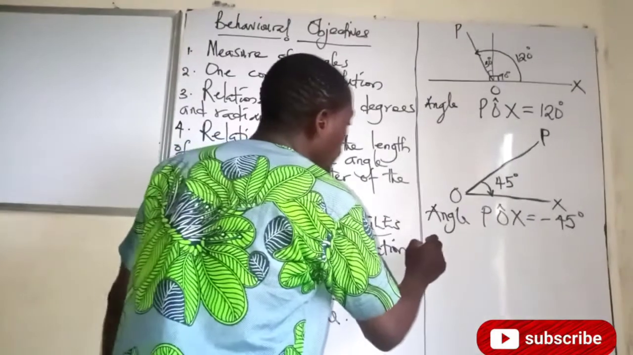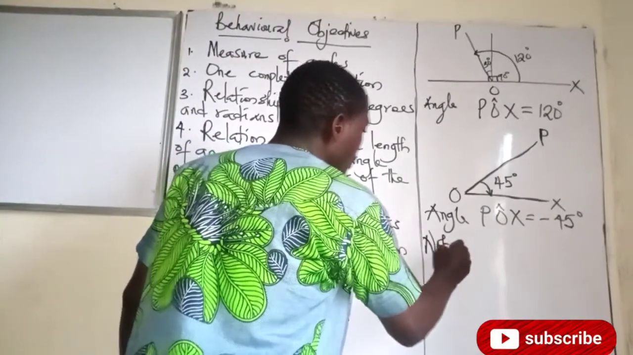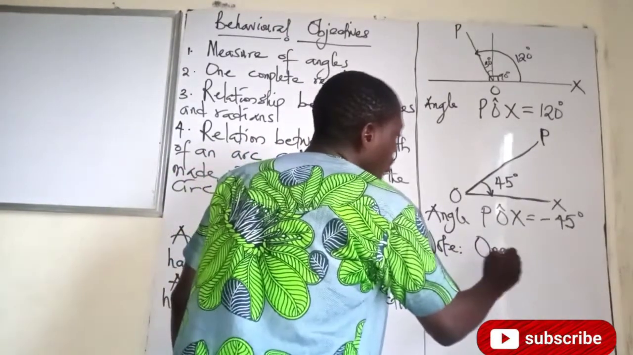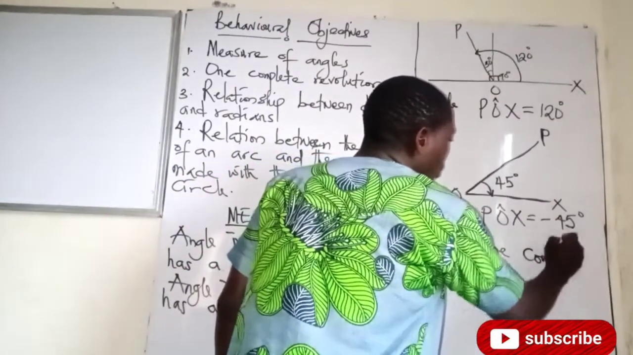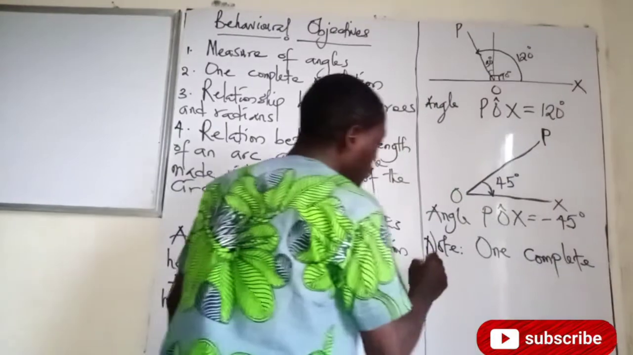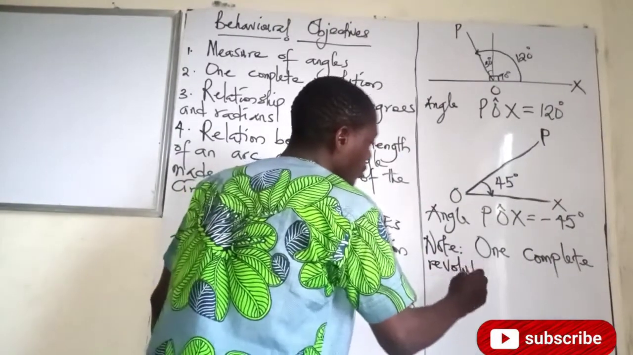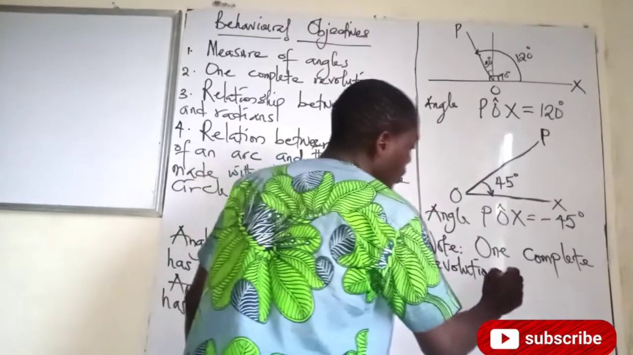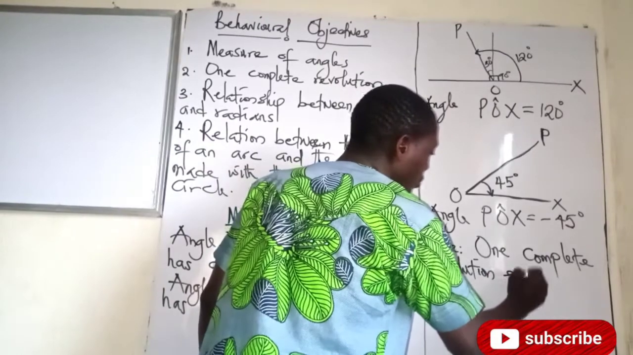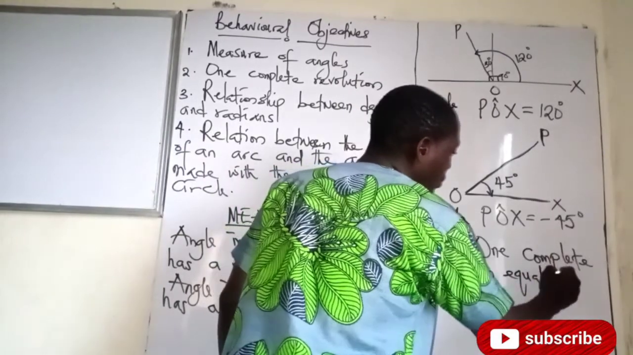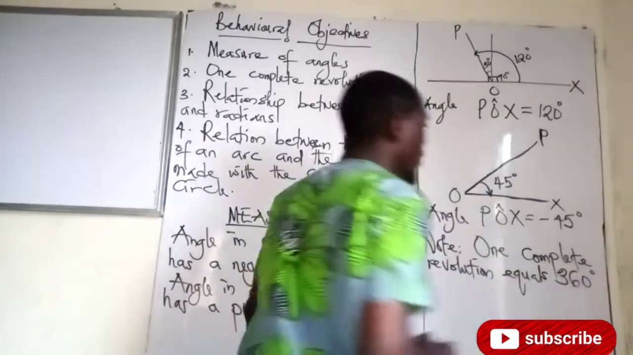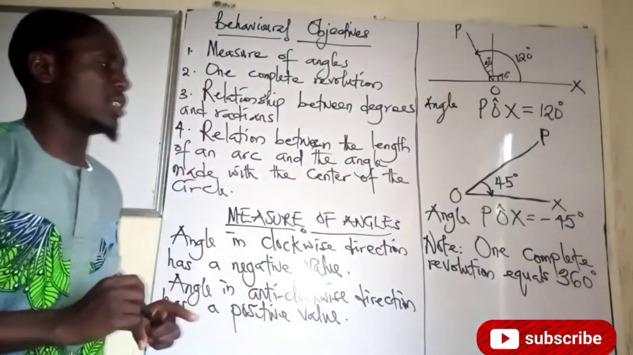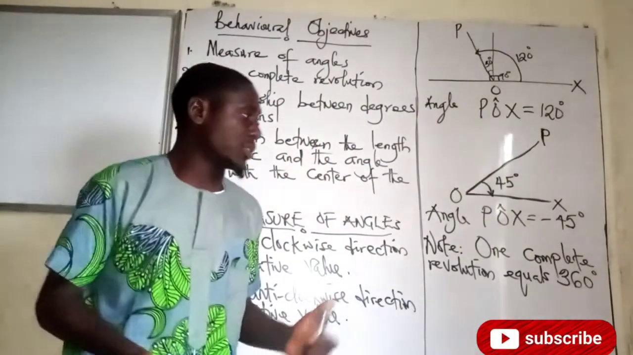Now, one complete revolution equals 360 degrees. So a complete revolution equals 360 degrees.